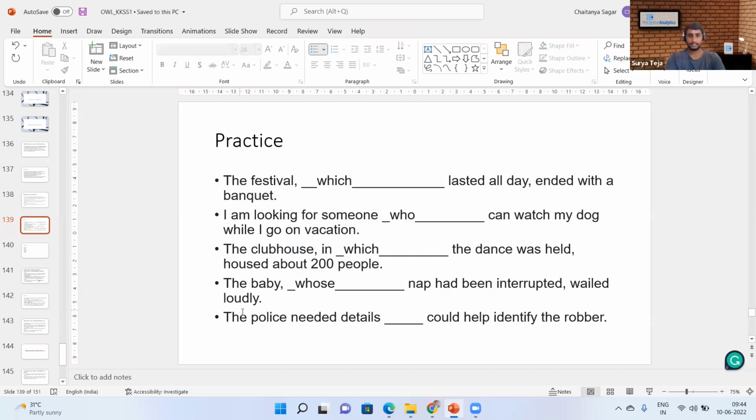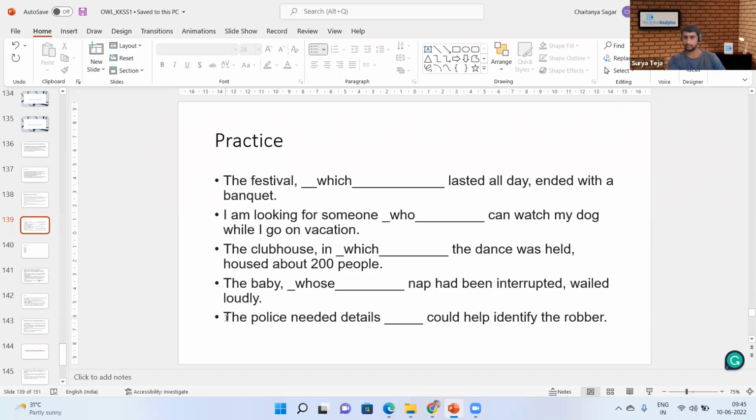So that is the thing, and we'll see the final one here. The police needed details dash could help identify the robber. What would be the appropriate usage in this blank? Which? That. Okay. So there are two answers which I heard, which and that. Wherever we have such doubts, we have to see what is the essential information here and what is not. If everything is essential, which means it is a defining clause, then that comes. If there is some non-essential information, then which comes.